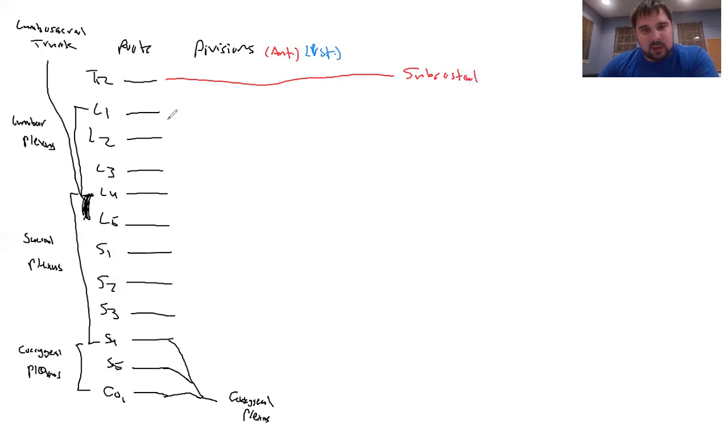And like I said earlier, L1 is going to come off anteriorly, but the T12 and L1 are actually going to combine fibers to form their own nerve. That's why the T12 is included here. So the T12 and L1 are going to combine fibers anteriorly to form the iliohypogastric nerve. And coming off from that, L1 is just going to go anteriorly by itself and form its own nerve. So it's going to form the ilioinguinal nerve.